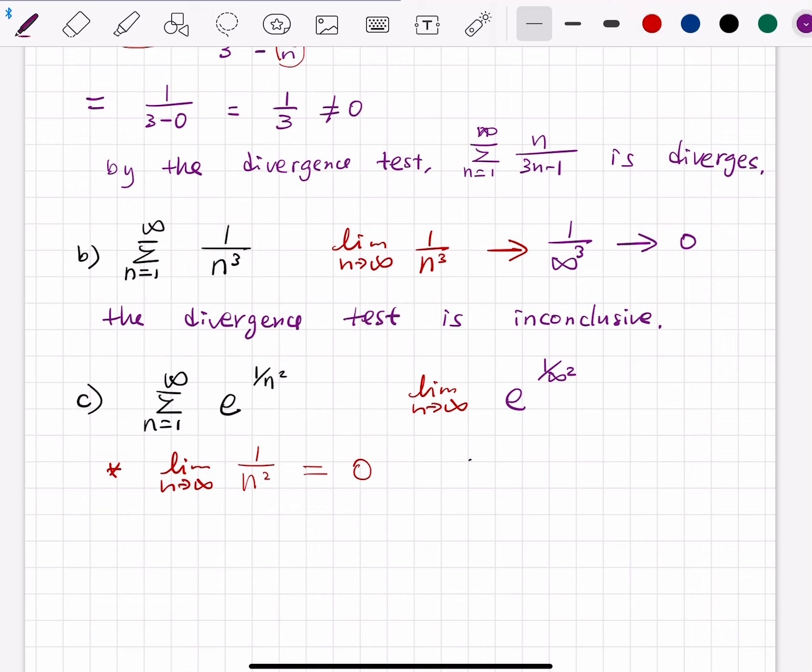So this limit as n goes to infinity of e to the 1 over n squared is going to become e to the 0 power, which is going to be 1. And we know it's not equal to 0. So by the divergence test, the series diverges.